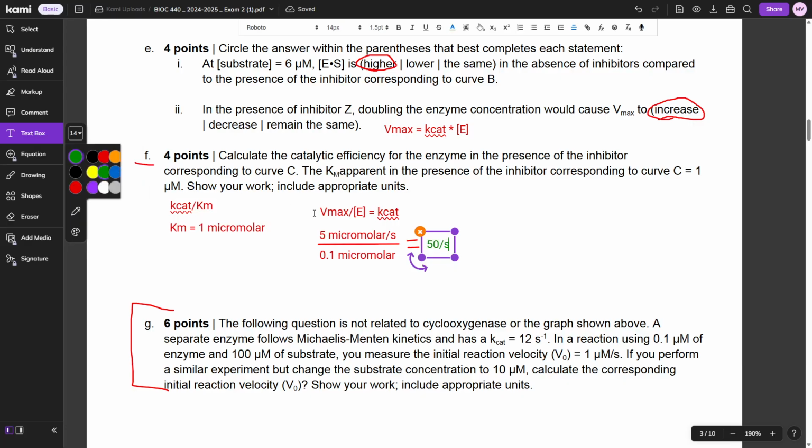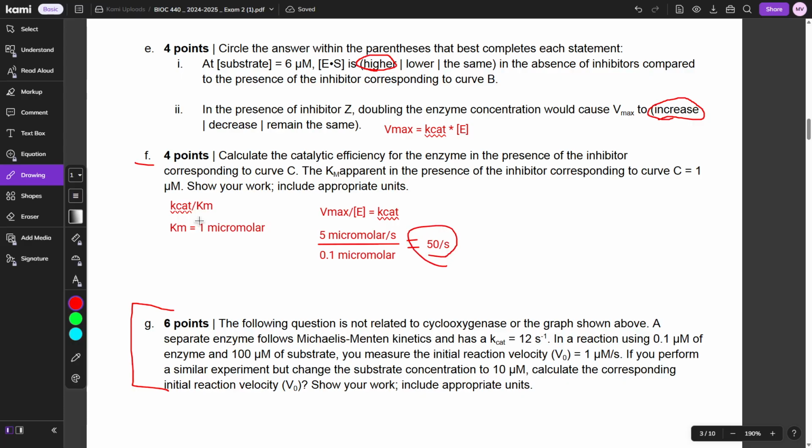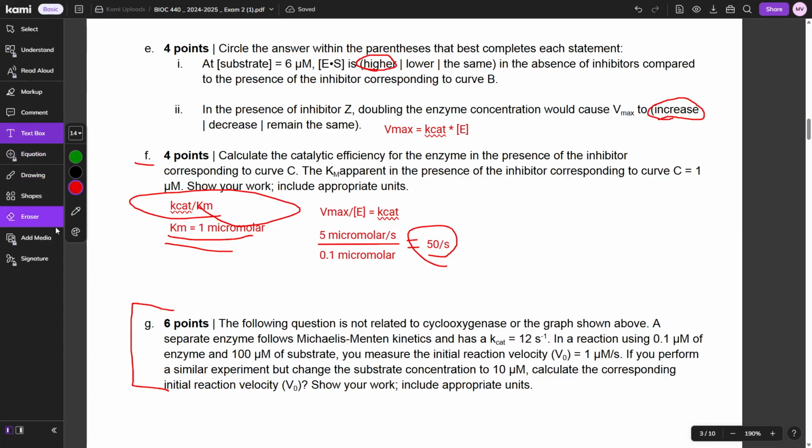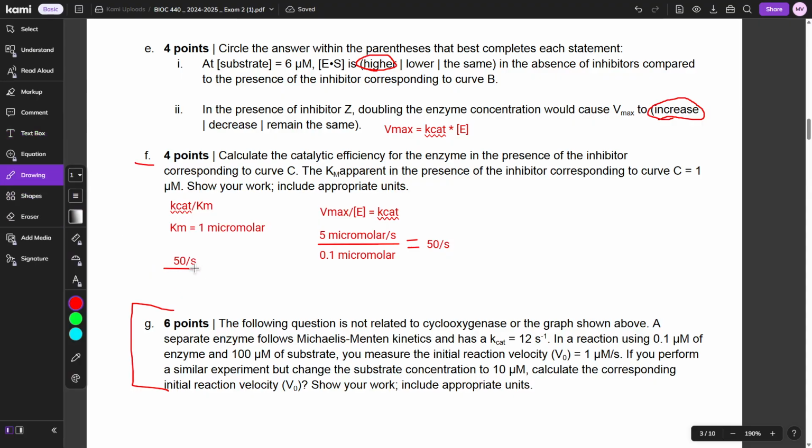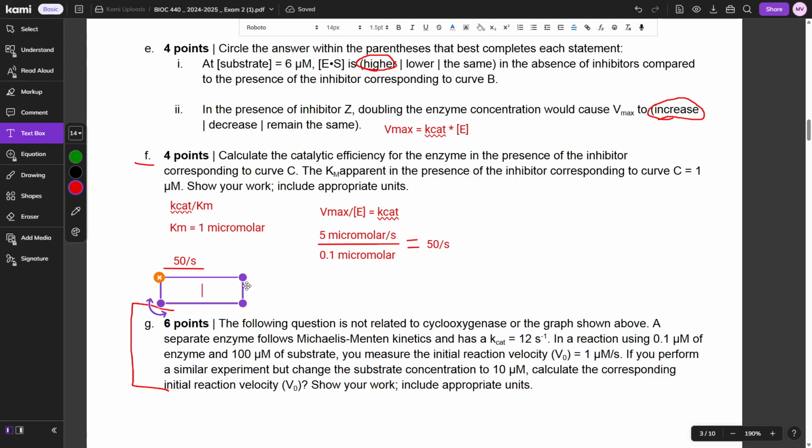So now we've got this value and this value. Now we have to do what we talked about, which is find catalytic efficiency, which is Kcat over Km. If we do Kcat over Km, Kcat is going to be the 50 per second, and it's going to be divided by the 1 micromolar.